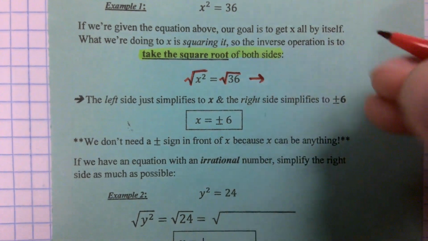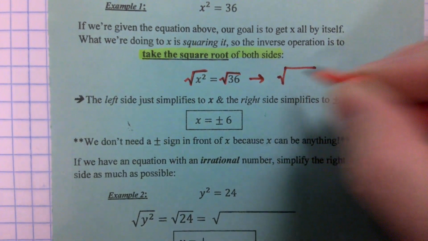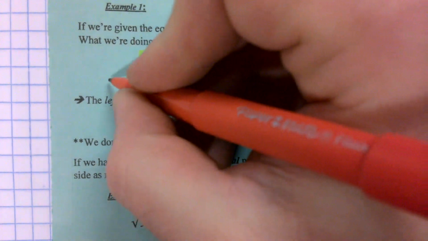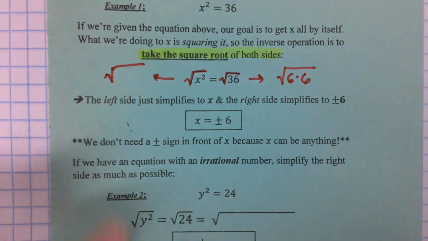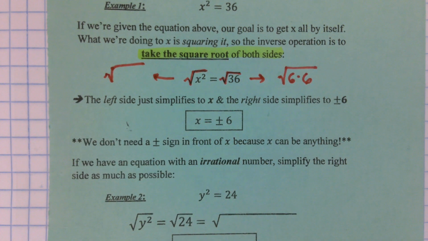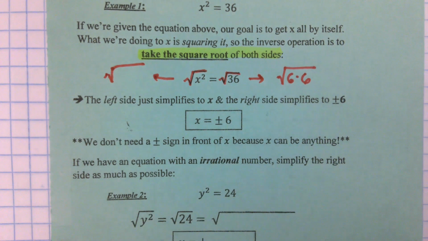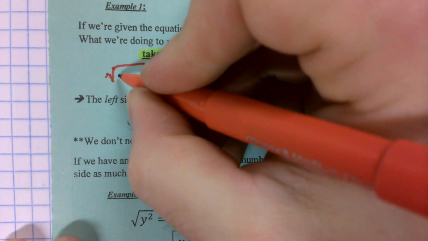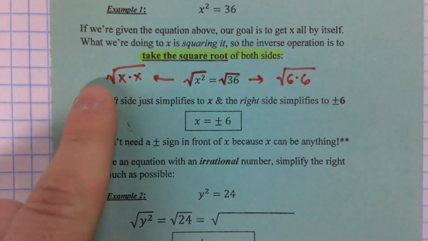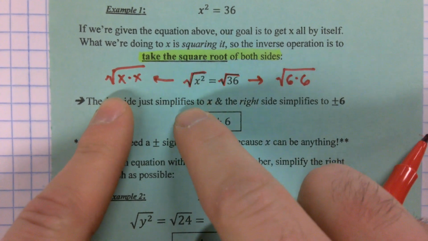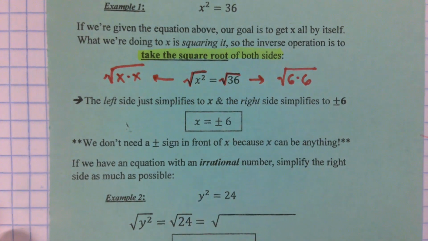Just like always, we can break this up. The square root of 36. What two numbers multiply to give me 36? 6 times 6. We could also break up the left side. If I have x squared, how can I break up x squared? X times x, right? Doesn't x times x give me x squared? Yeah, that's what x squared means. It's x times itself 2 times.